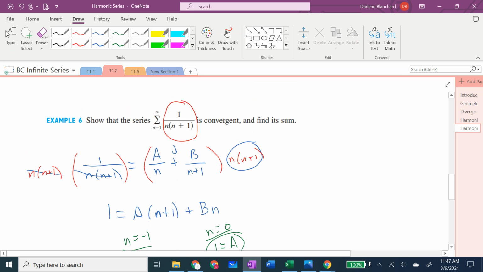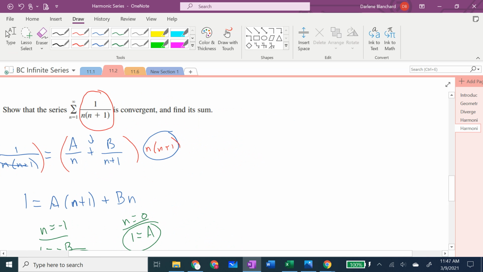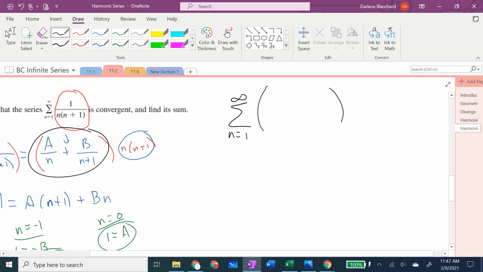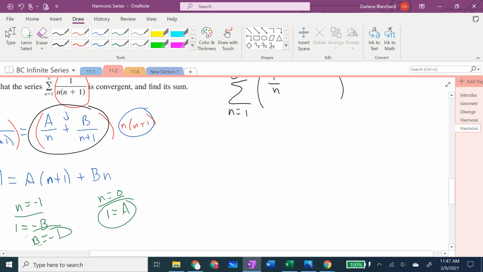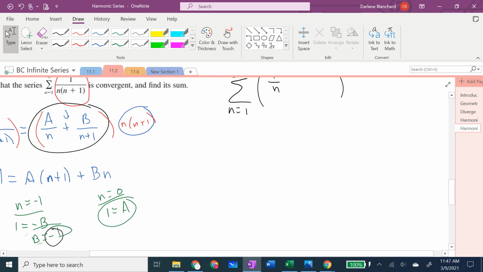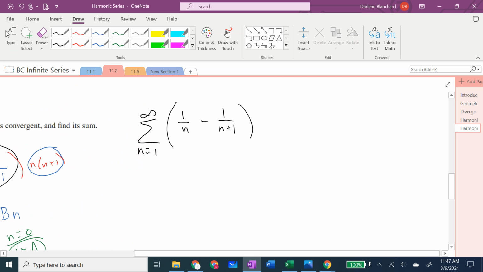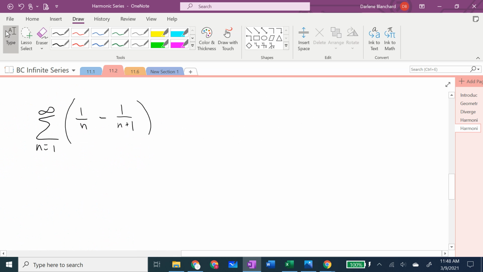Now I'm going to go back and rewrite this, but now with this formula, where A is +1, and with B being -1, I'm going to write minus 1 over n plus 1. And now what we're going to do is start writing out the first few terms.